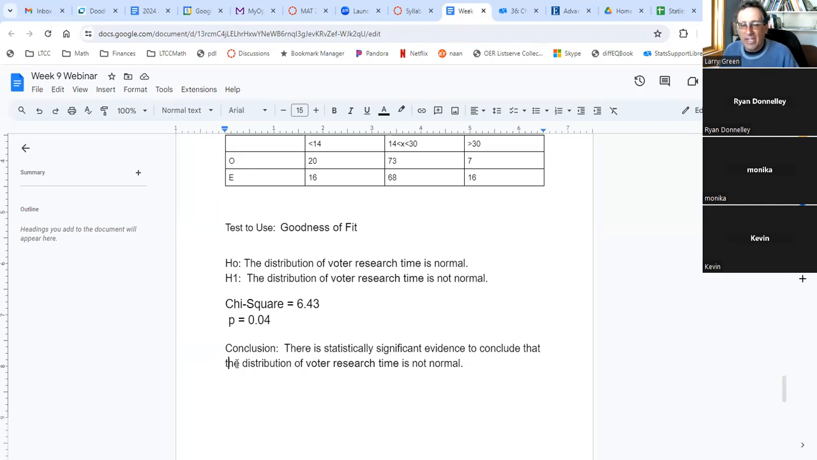You could even get more granular if you really wanted, and say, instead of just less than 14, what about between 6 and 14, 1 and 2 standard deviations? And instead of greater than 30, how about 30 to 38? Because that's 1 and 2 standard deviations. You could go further if you want, but I'm keeping it simple. This is elementary statistics. But this at least shows a little bit of science behind saying that there is statistically significant evidence to conclude that the distribution of voter research time is not normal.